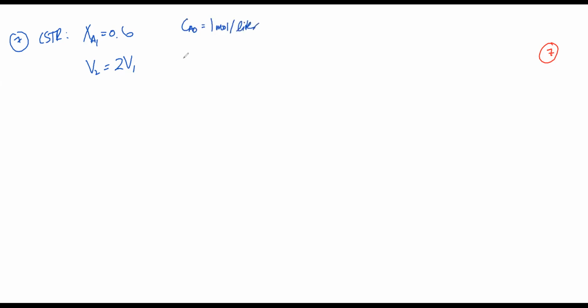What else am I given? Yeah, I'm being told V2 is equal to 2 V1. And I'm being told for n equals 0.5, 1, and 2, right? And I need to find basically XA2, right? So let's go back to the problem and make sure we're able to get it correctly.